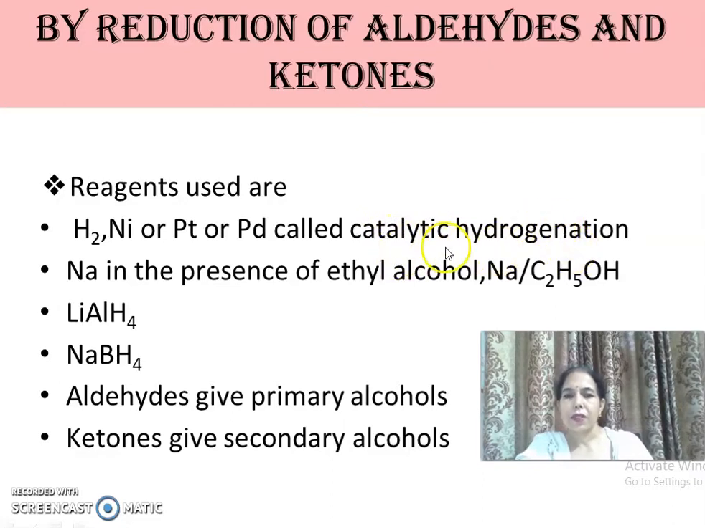That is, addition of hydrogen in the presence of catalyst is called catalytic hydrogenation. We can also use sodium in the presence of ethyl alcohol, or complex metal hydrides like lithium aluminium hydride and sodium borohydride. Any of these reagents can be used for the reduction of aldehydes and ketones to get alcohols. Aldehydes always give primary alcohols, ketones give secondary alcohols. Let us see.